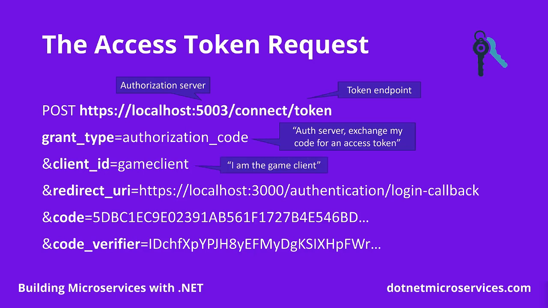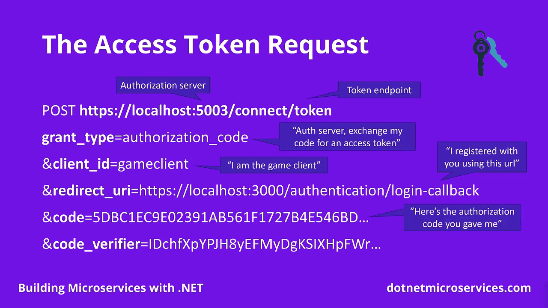As mentioned before, client ID is the unique identifier of the client, which was provided to the authorization server when the client was registered. Again, redirect URI is the address where the authorization server will redirect the user after successful authentication. It must match exactly the value used when requesting the authorization code. Code is the authorization code provided by the authorization server via the authorization request. And code verifier is the original code verifier that the client generated before computing and sending the code challenge as part of the authorization request.